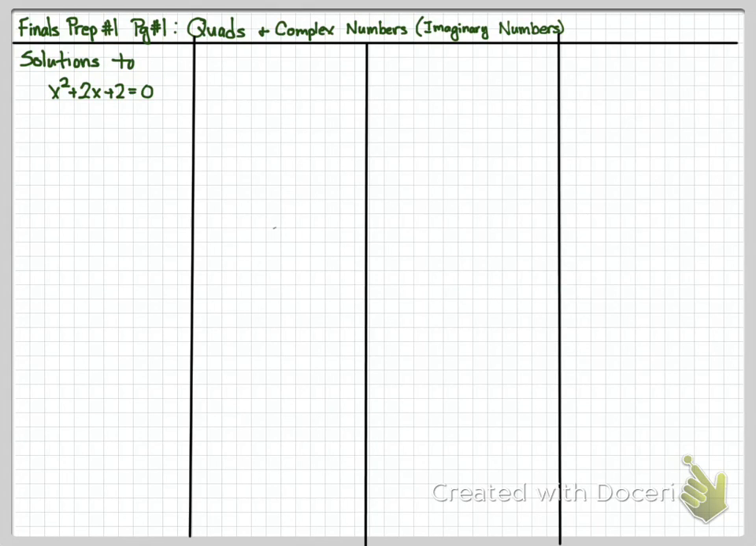Okay, this is page 1 of the finals packet for quadratics and imaginaries. Question 1 on the first page is find the solution to this quadratic equation. If you try to factor this, that's not going to work. Completing the square is going to be too much work.